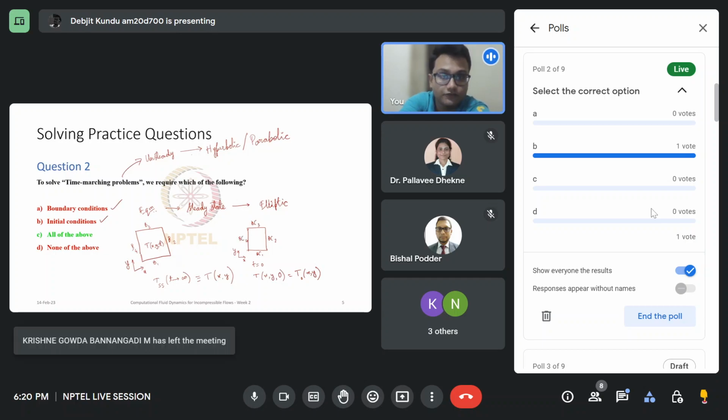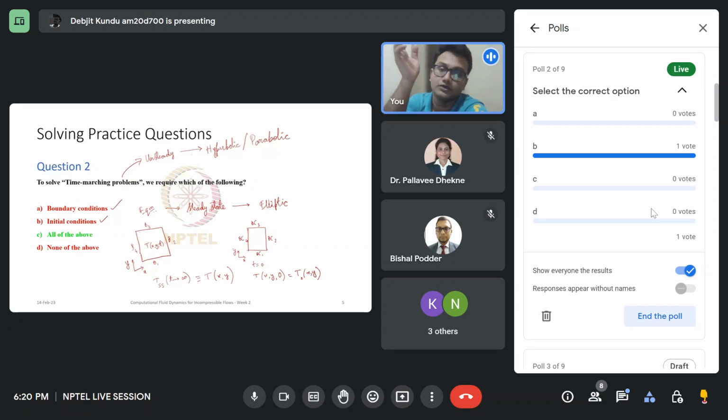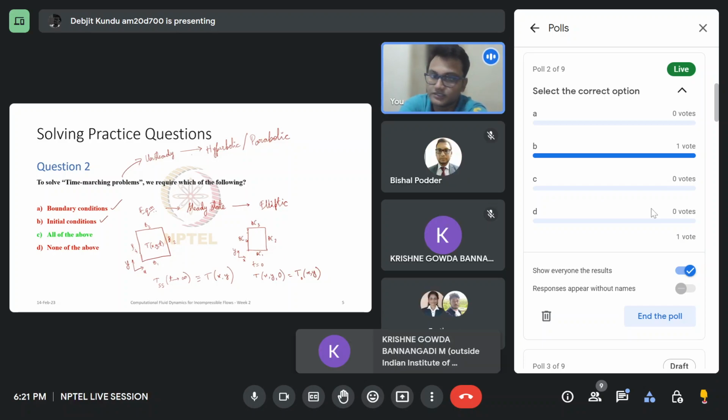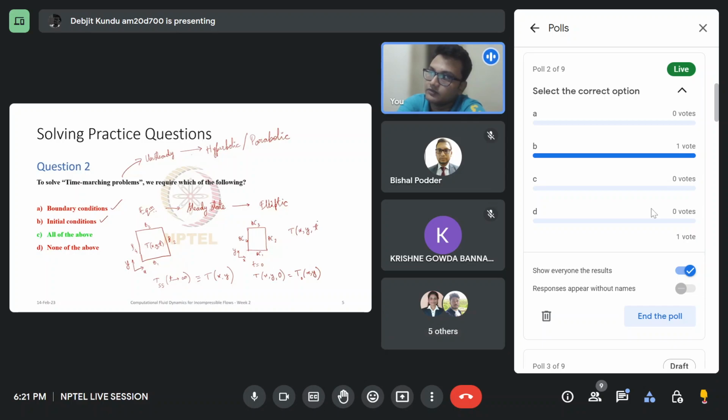We learned about different kinds of boundary conditions in the previous week. It could be a Dirichlet type boundary condition, Neumann type, mixed, Cauchy type, or Robin type. So there are various types of boundary conditions which are possible. But anyway, we give the initial condition as well as the boundary conditions, and then we try to find out what would be T(x,y) at a particular time t.